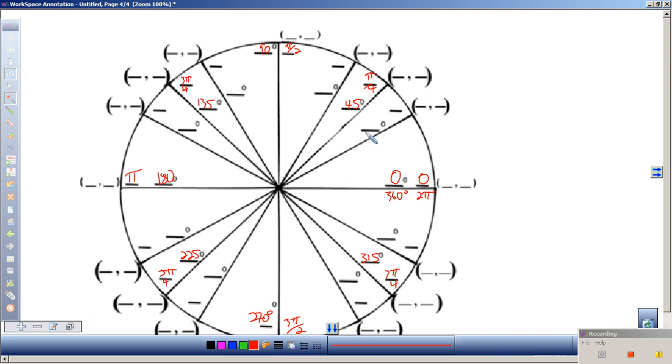This one, what's the angle? 30. If we start counting by 30 degrees, we have 30, this is going to be 60, this would be 90, then 120, 150, 180, 210, 240, 270, 300, 330. So the angles are fairly easy going all the way around, right?